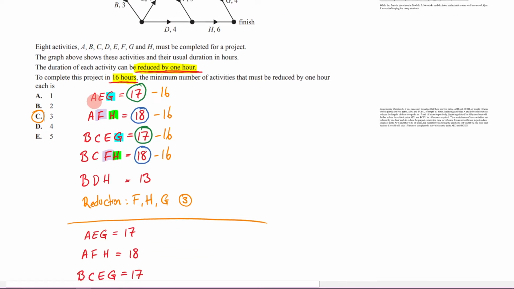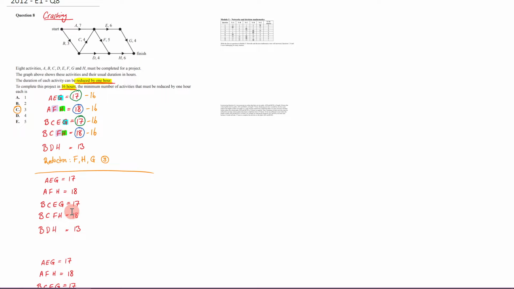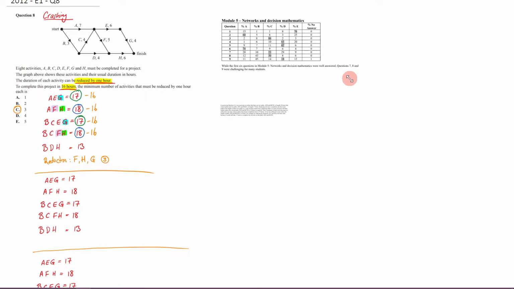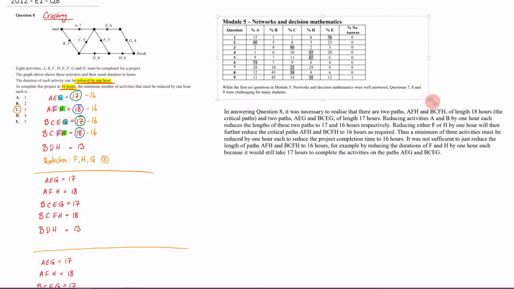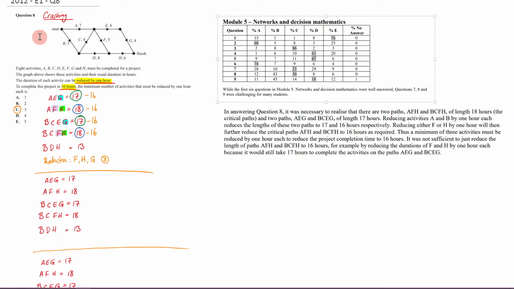All right, let's now look at the examiner's report, and then we'll talk a bit more about how people have also done this. All right, so let's come over here. Let's look at the examiner's report. The funnest part of it all, the examiner's report. What question is this? This is question 8. How many people got it? 30% of people were able to answer this correctly. Let's now read what VCAA has said.